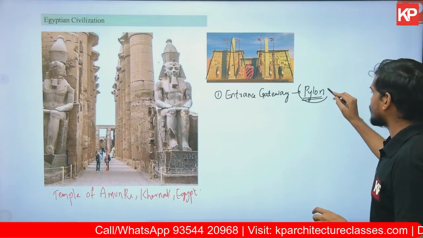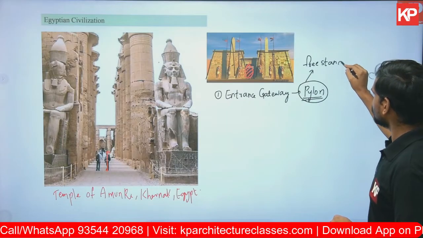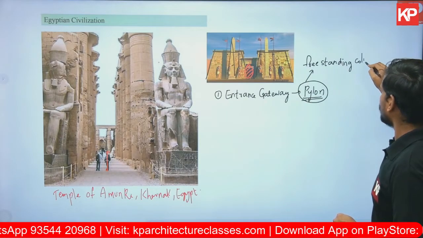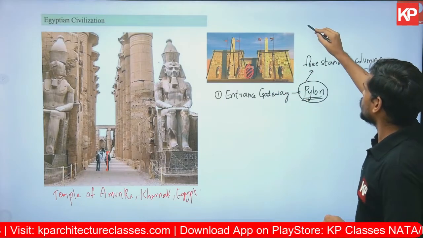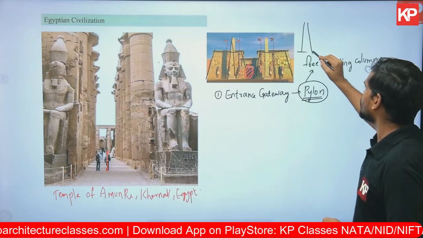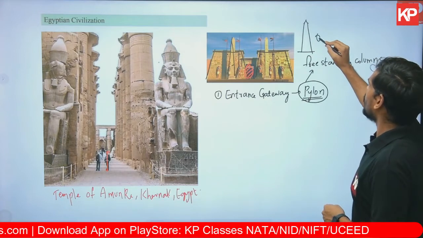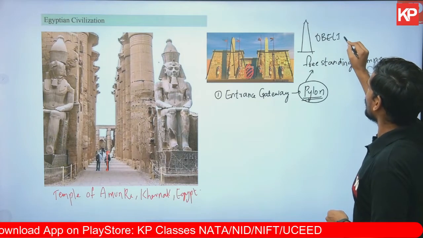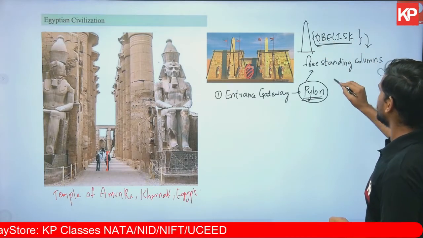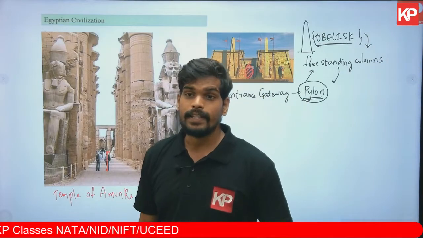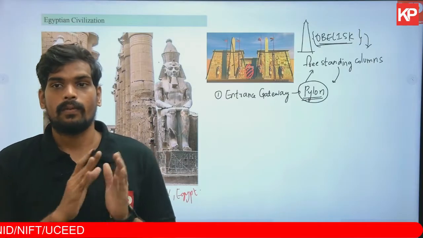So in front of the entrance pylon you have freestanding columns, generally two freestanding columns, you can see in this picture also. You can draw a diagram of it. These are the freestanding columns seen with the pointed tip on the top. These were known as obelisks. So what is an obelisk? It is a freestanding column seen in front of the entrance pylon of an Egyptian temple. So try to remember this point. Obelisks are the freestanding columns in front of the pylon of the ancient Egyptian temple.